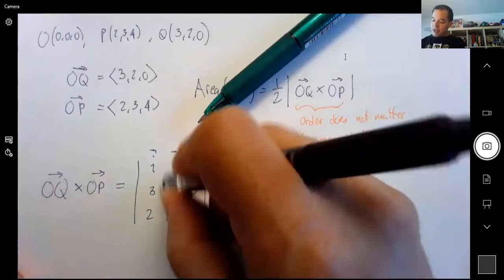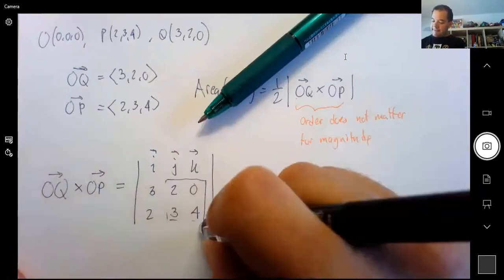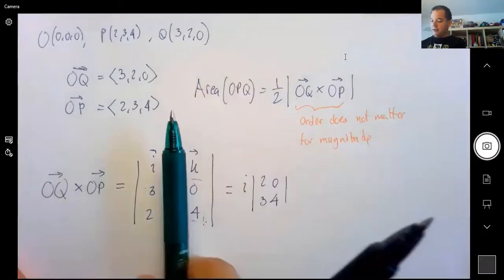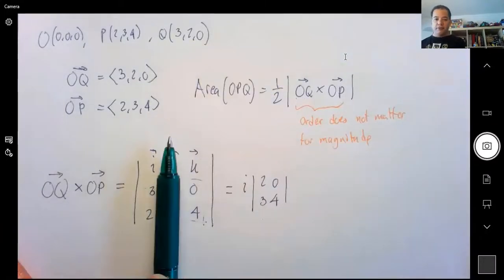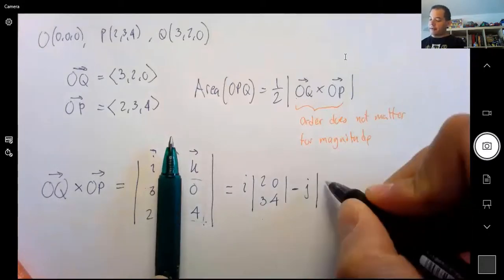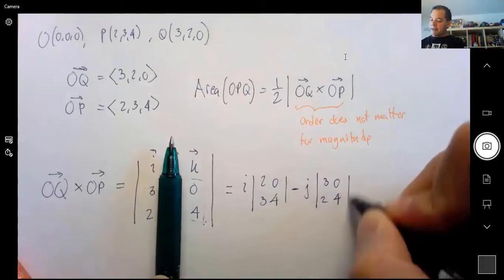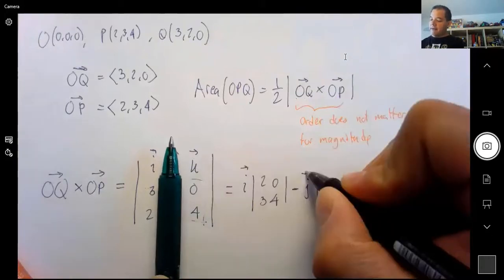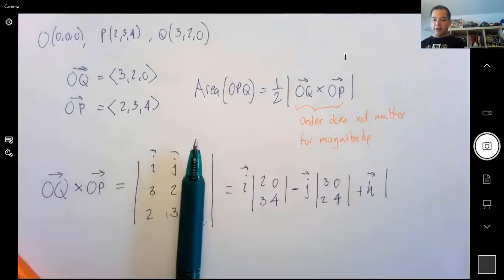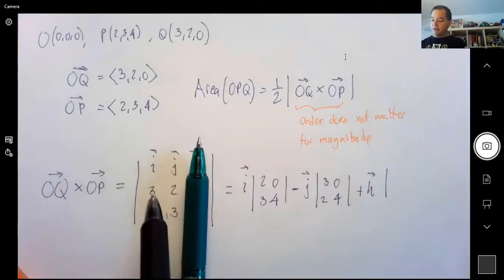Then you go to j, and you go j to cover that column. So the ones that remain are 3, 2, and 0, 4. And with j, you have a negative sign. Don't forget about that. And then you go k. k is again positive. For k, you cover the last one. So now you have this 3, 2, 2, 3.